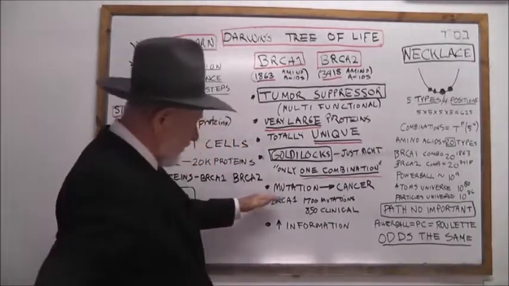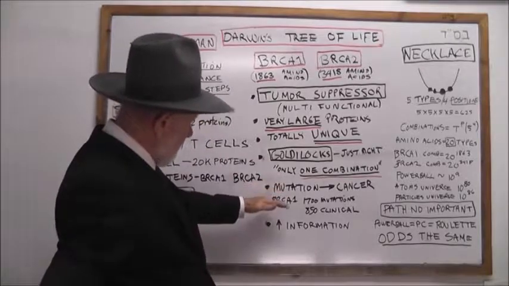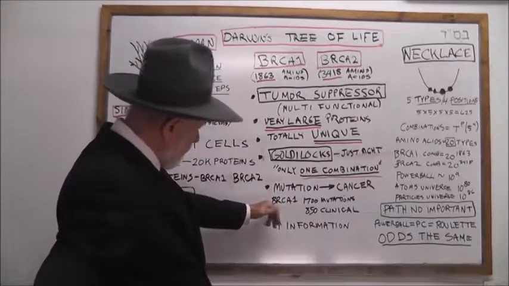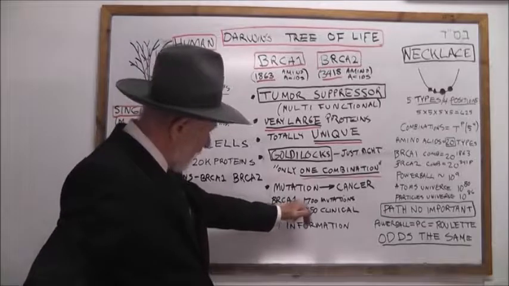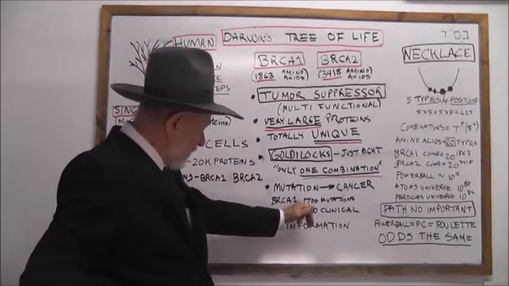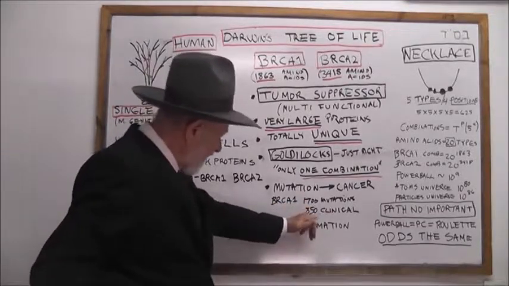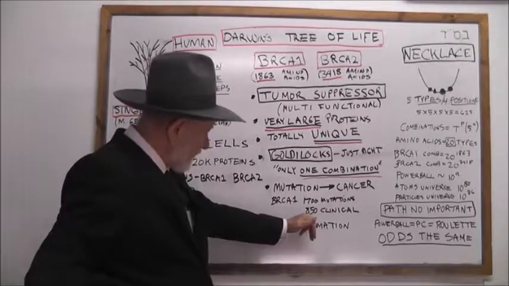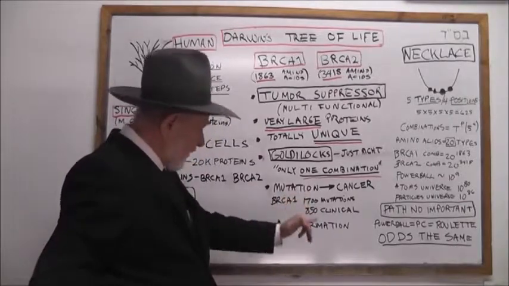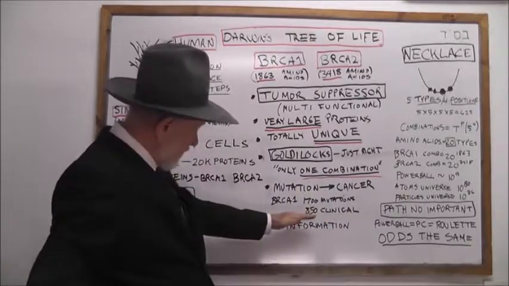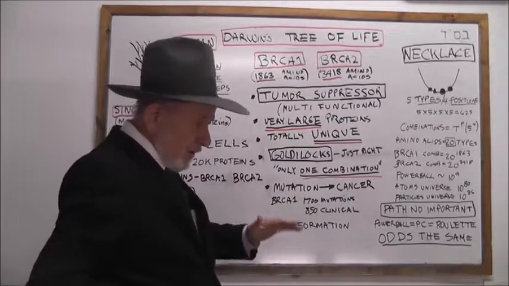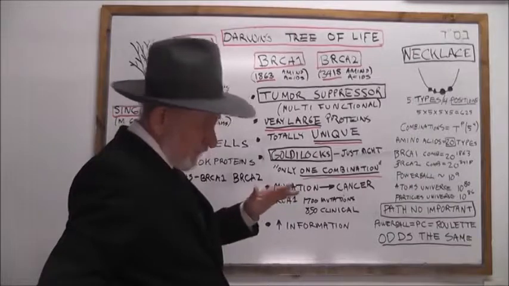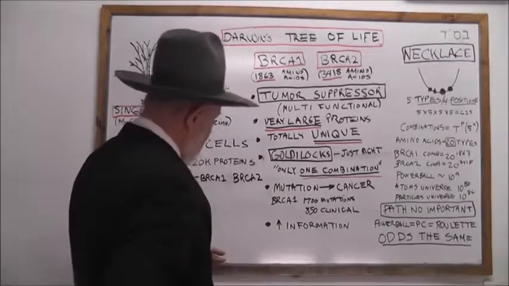And if they're mutated, for example, if BRCA is mutated, they've discovered over 1,700 mutations that cause 850 clinically significant diseases, 850 different forms of these two cancers.